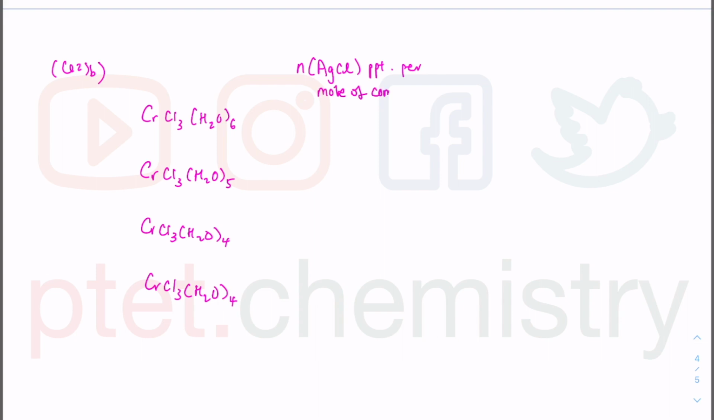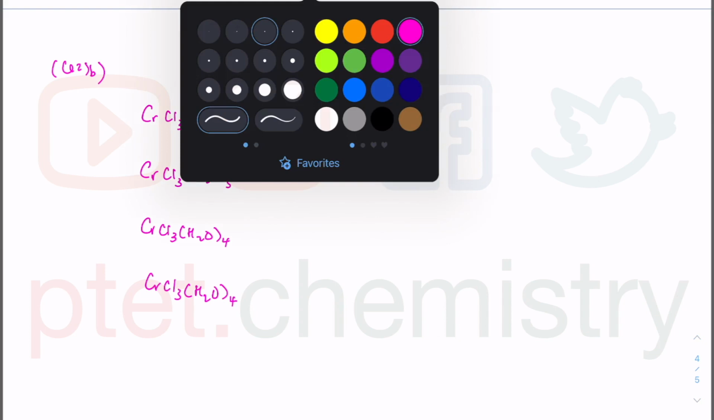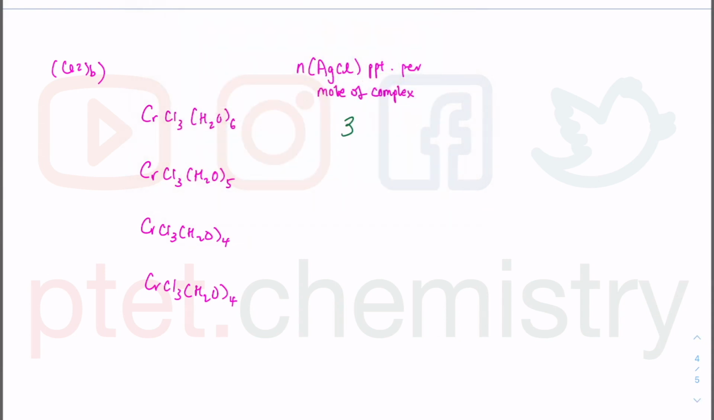This is important information. In 1 mole of complex, how many moles of AgCl does it give off? Give off 3, give off 2, give off 1 and 1. So this is what you label P, Q, R and S. And then in terms of the shape, oh sorry, not shape, but is it polar or non-polar?